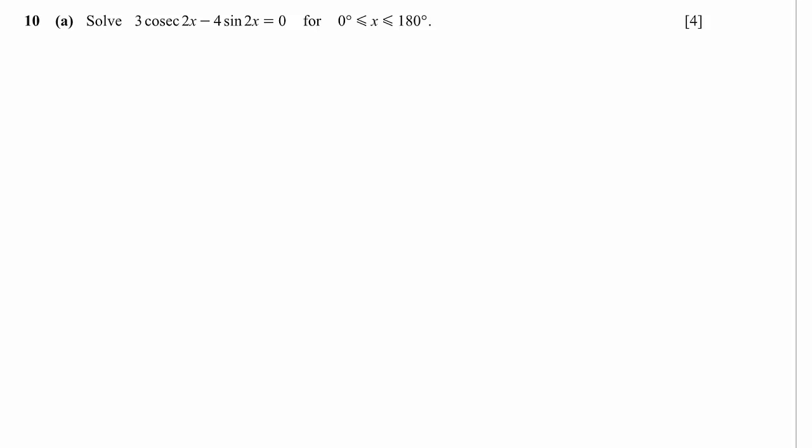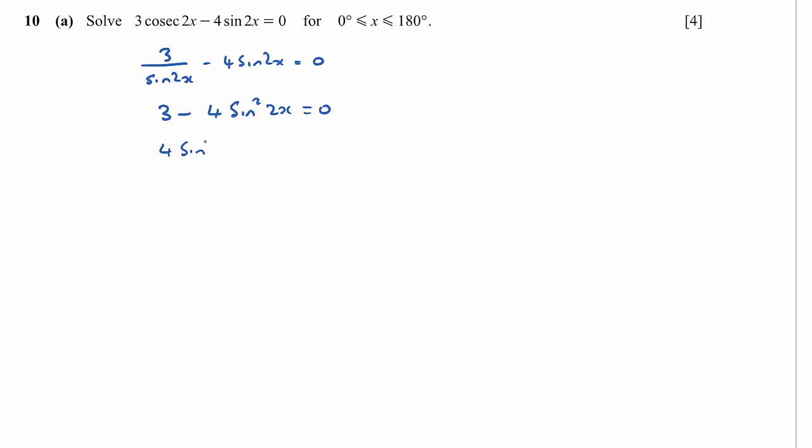So we want to solve 3 cosec 2x minus 4 sin 2x equals 0. What I might do here is, we know cosec is 1 over sine, so that's going to be 3 over sin 2x, take away 4 sin 2x equals 0. And then let's multiply right the way through by sin 2x. So that will give me 3, take away 4 sin squared 2x equals 0.